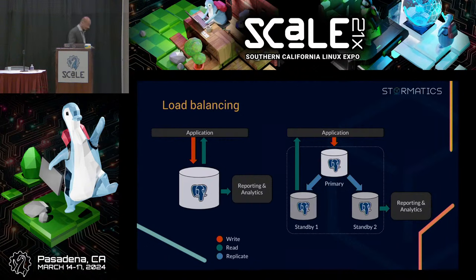Graphically speaking, this is roughly what it looks like. On your left over here is a single server that is serving the application, which is writing and reading from it. And that same database is serving the reporting and analytics for the business. Now, all of the write and read workloads from the application and from reporting and analytics have to be handled by this one node, and the node can be overwhelmed.